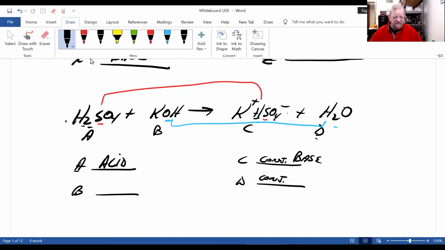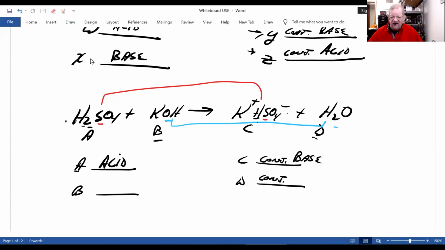If we go from B to its conjugate D, going this way, one hydrogen, it's picked up a proton, but for students, just count the hydrogens too. What's something that accepts a proton? That's a base.